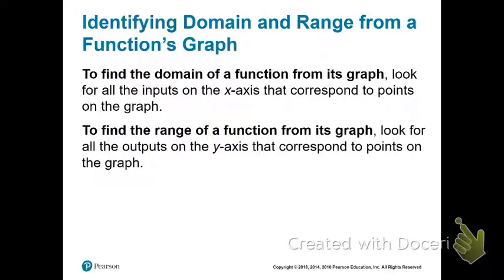Now to identify the domain and the range from a function's graph, it says to find the domain of the function from the graph, look at all the inputs on the x-axis that correspond to the points on the graph. So we're going to label all of our x's. But guys, because they're lines, we can't just put numbers, okay? So we have to tell where it's going to start and where it's going to stop on our graph. And then the same thing for the range. The range is the outputs. It's our y's. So for the domain, we're going to look left to right because smaller numbers are on the left. And for the range, we're going to look from the bottom to the top because remember, our smaller numbers are at the bottom.